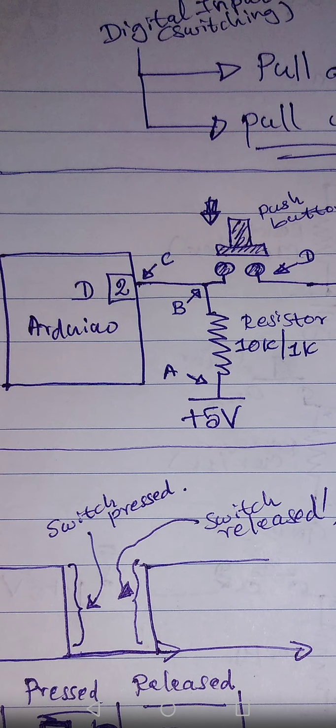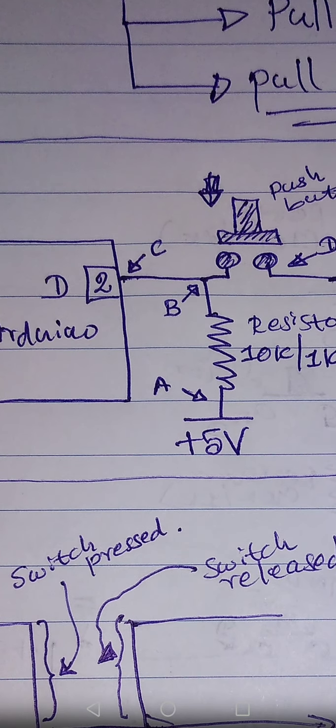So now, what are the states of A, B and C? A is 5 volts obviously, when the push button is not pressed. When the button is not pressed, A is plus 5, and there is no current running, because whatever current can go from plus 5, there is no way for it to come back to the ground.